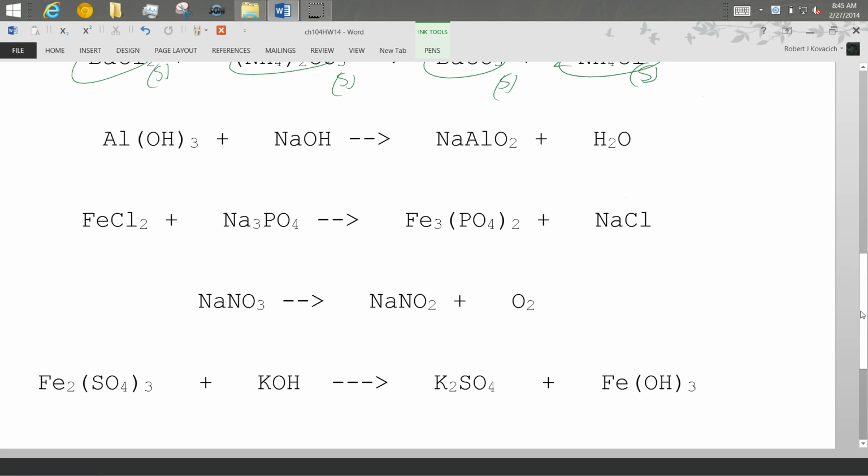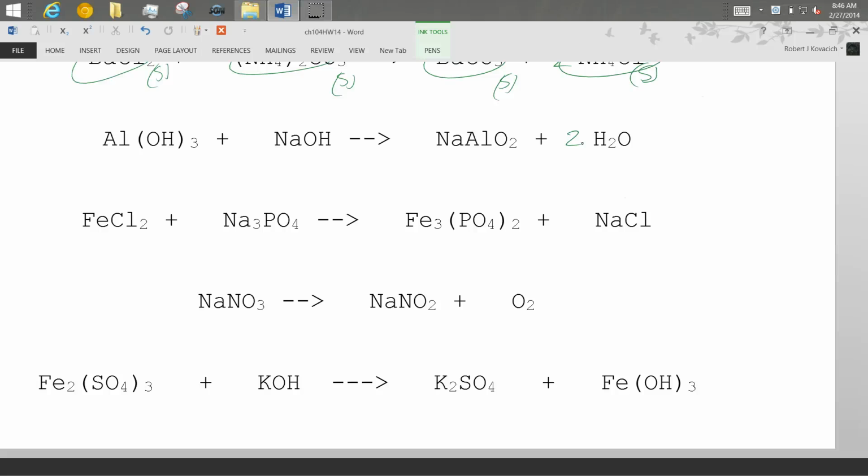Looks like the aluminums are already balanced, so are the sodiums. The hydrogens are not, so I see 4 hydrogens on the left, and if I put a 2 in front of the water molecule, then I have 4 hydrogens on the right, and then the oxygens. Looks like 3, 4 there. I'm done. All right, that one was easy too.